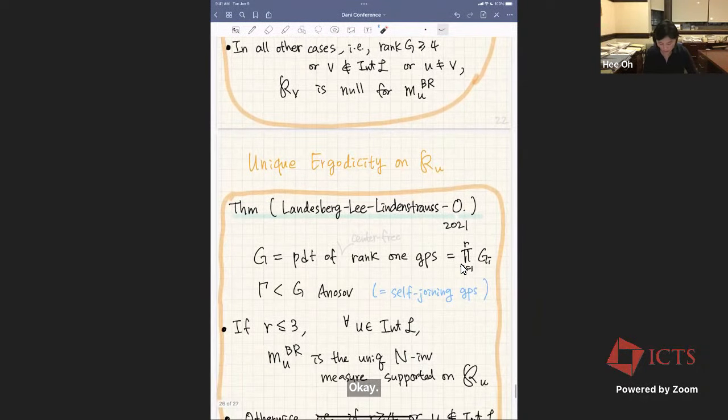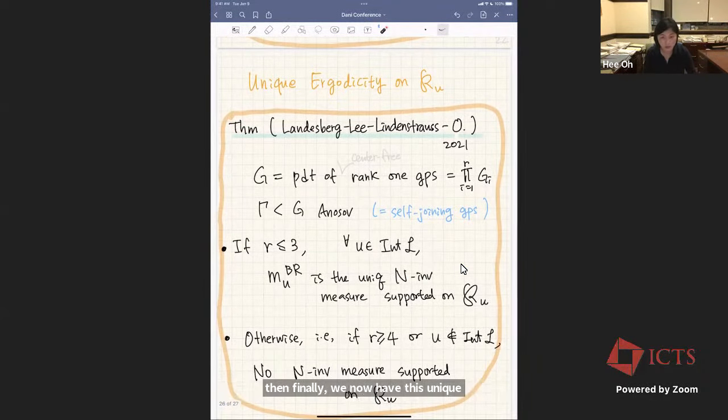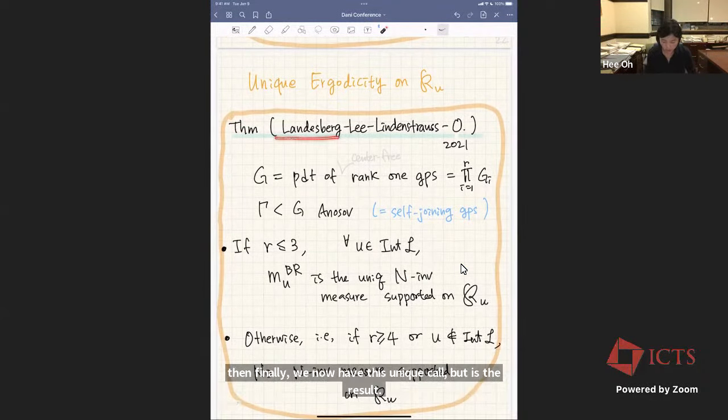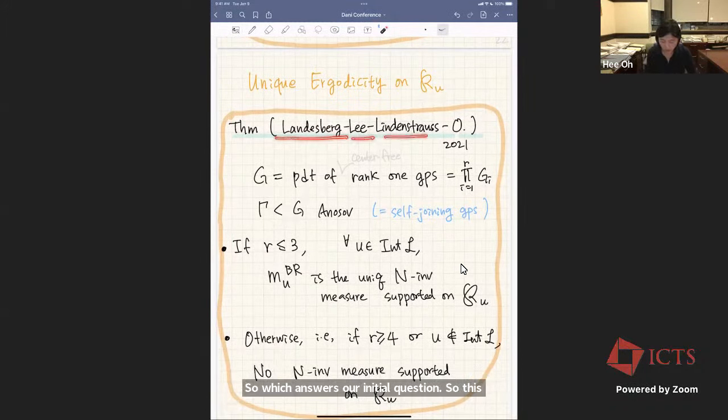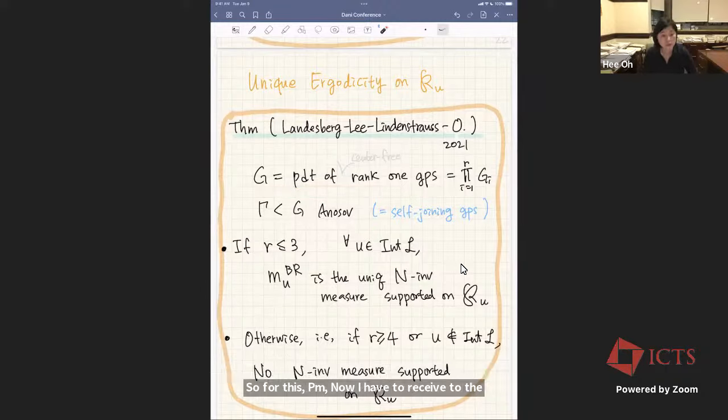And then finally, we now have this unique ergodicity result, which answers our initial question. This was joint work with Landesberg, Lee and Lindenstrauss last year. For this theorem, I have to restrict to the product of rank 1 groups. So far, all the discussion was about a general semisimple real algebraic group, but for this last theorem we restricted to the product of rank 1 groups, even though I don't think we should really have this restriction, but that's what we proved.